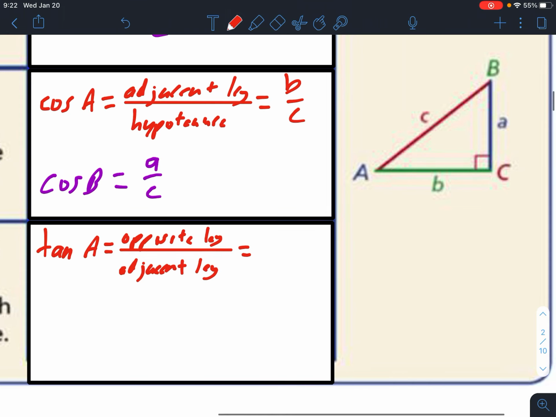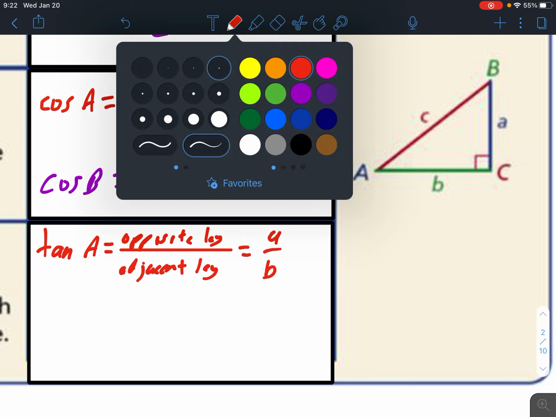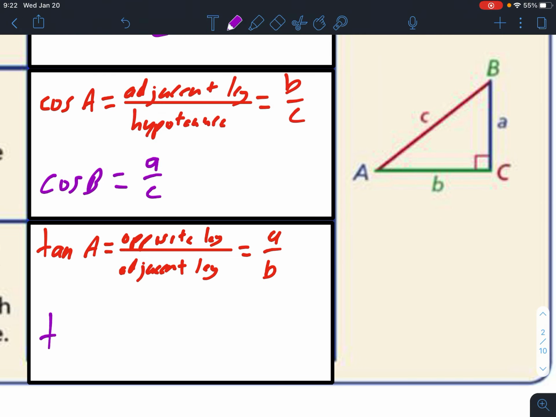So look at angle A in our picture. The leg opposite A is little a. The leg adjacent to A is little b. So our answer here would be a over b. And finally, we can also do the tangent of B, which would be the opposite leg to B over the adjacent leg to B. So here's B, the leg opposite is b, the leg adjacent is a. So our answer here would be b over a.